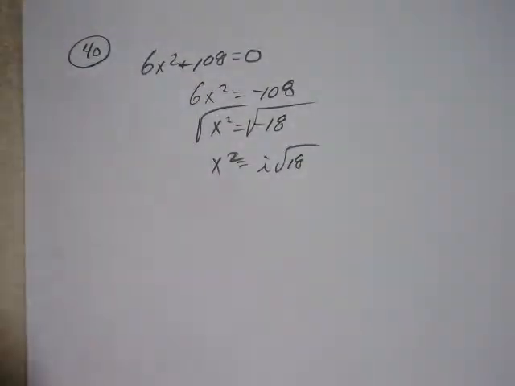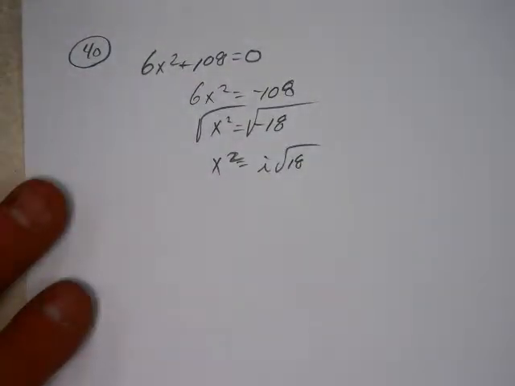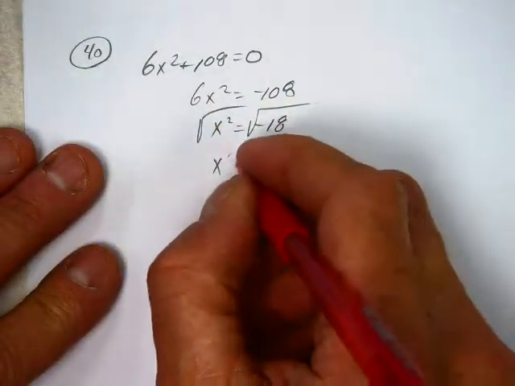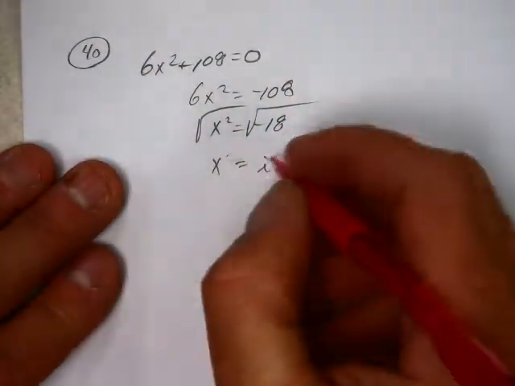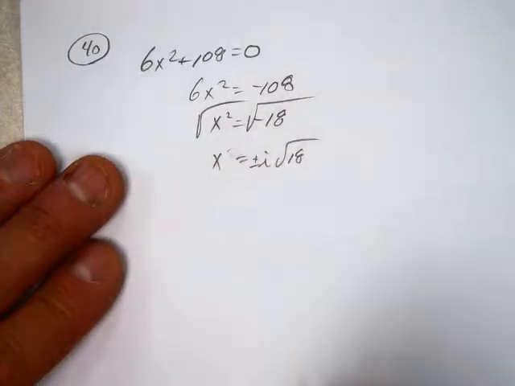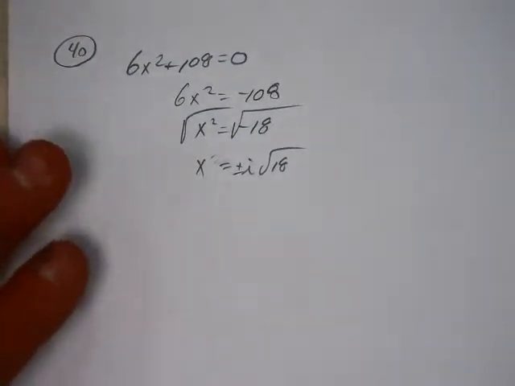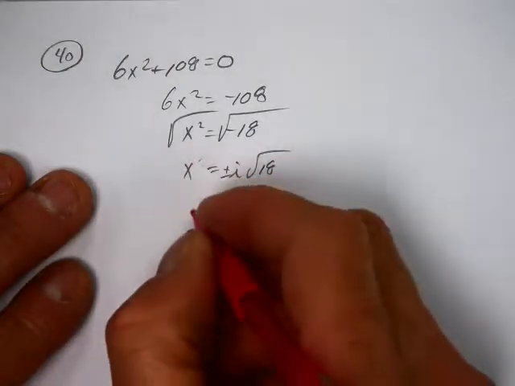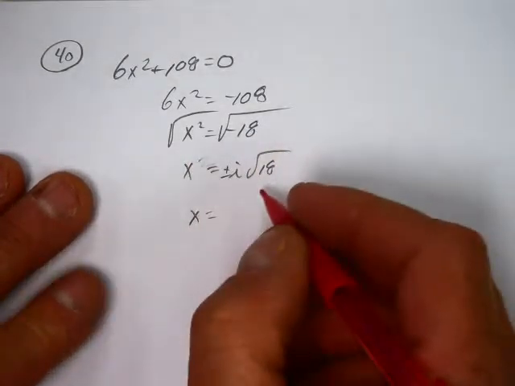Okay. So what did I forget? What else did I forget? Plus or minus. I should have two answers. Okay. Now as far as simplifying the square root of 18, we've done that before. It's just been a while since we've reviewed that, so let's go ahead and do that.